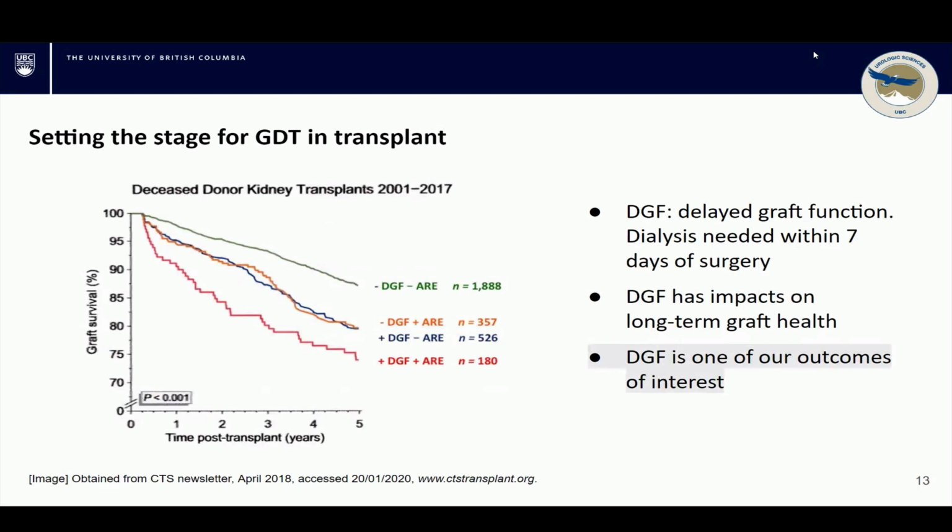One of those things is delayed graft function, which is defined as the need for dialysis within 7 days of transplant surgery. The graph on the left indicates that if you are a patient who suffers an episode of delayed graft function during the course of your transplant, you are far more likely to lose your graft compared to the green line, if you never suffered that episode. So it definitely has an impact on long-term graft function.